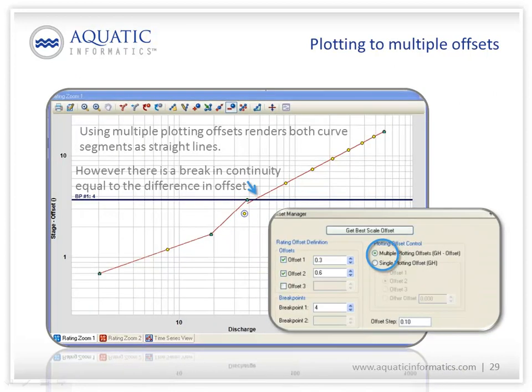Now I can display both segments of the curve correctly using the multiple plotting offsets option, and that will display the lower segment using offset 1 and the upper segment using offset 2. But notice that there will be a breakpoint, a discontinuity, where the two segments join.